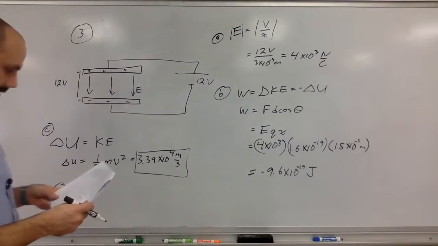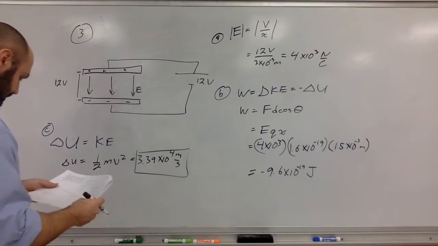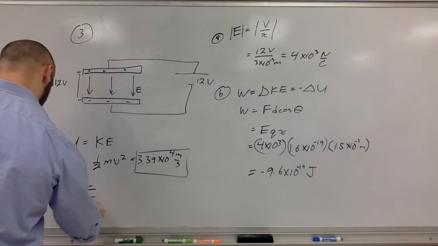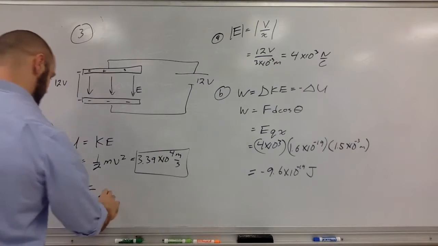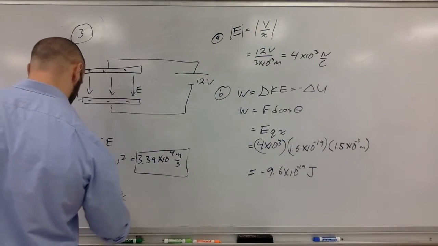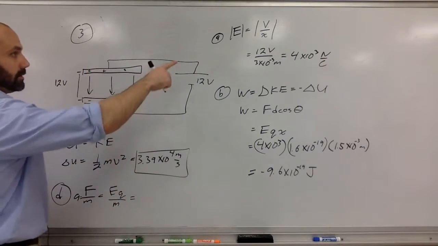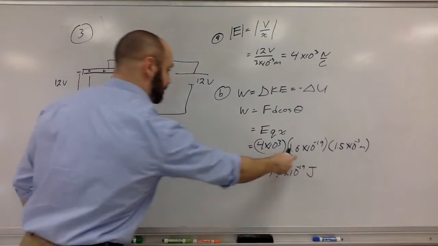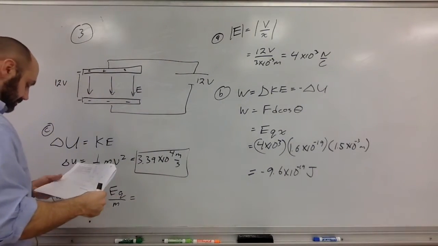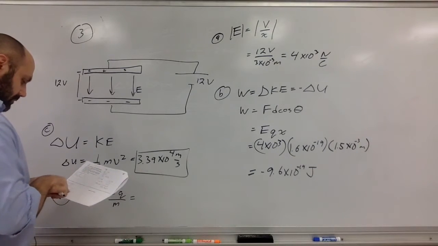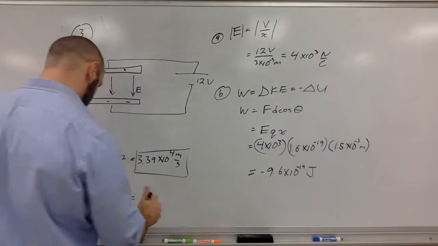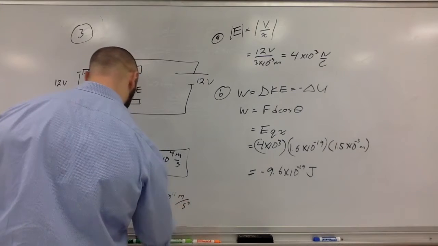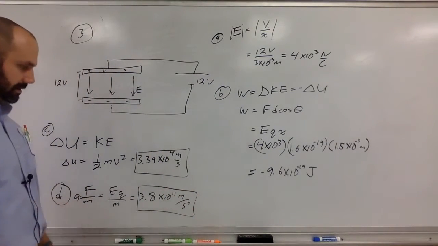And then D. D is saying, what is the acceleration of the proton? So the quick way to do this is force divided by mass, right? Acceleration. The force is EQ, and M is the mass of a proton. So E we have from over there. Q is the charge on a proton, 1.6 times 10 to the negative 19th. And then M is the mass of the proton, which is 1.7 times 10 to the negative 27th. I think you get 3.8 times 10 to the 11th meters per second squared. That's a pretty big acceleration.